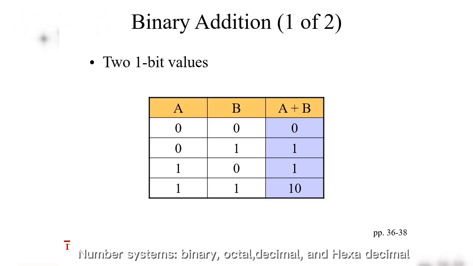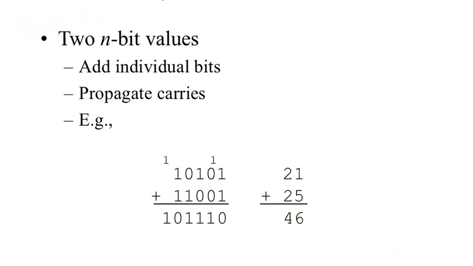Binary addition starts with adding two 1-bit values. The results follow a simple pattern. For two n-bit values, add individual bits and propagate carries. Here's an example to illustrate.